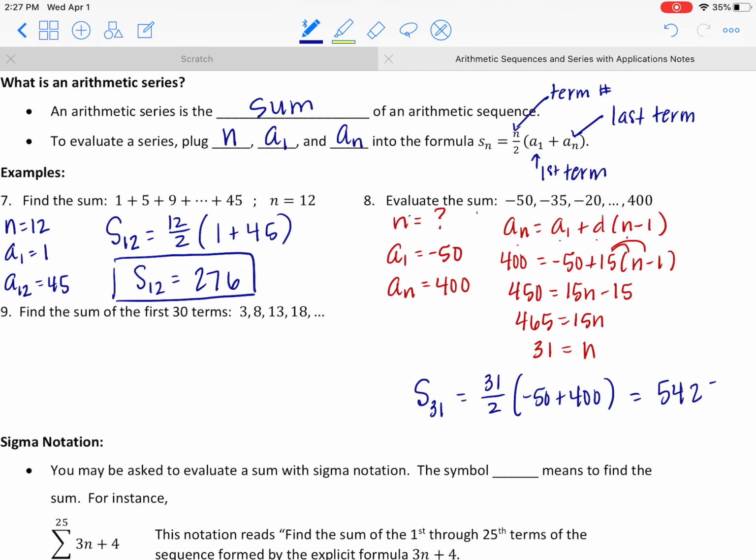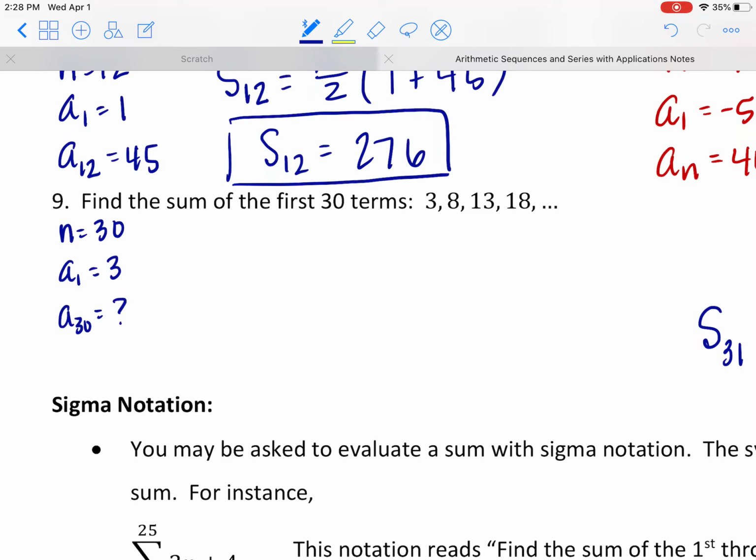Okay, so number 9 is a very similar process if you want to pause and give it a shot. But something similar is happening in number 9. I'm going to see if I can squeeze it into this little space. So we want to find the sum of the first 30 terms. So in this one, I know the number of terms is 30. And I know the first term on the list, a sub 1, is 3, but I don't know the last term. I don't know a sub 30. Like, what is that last term?